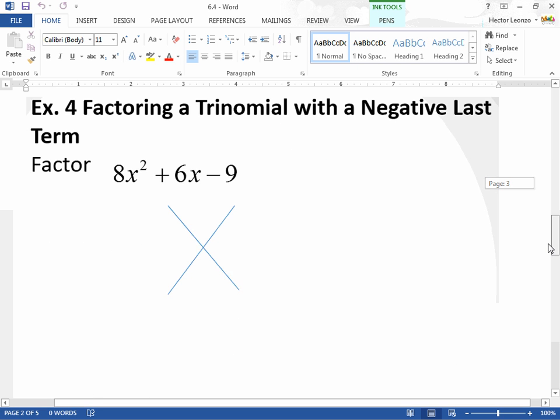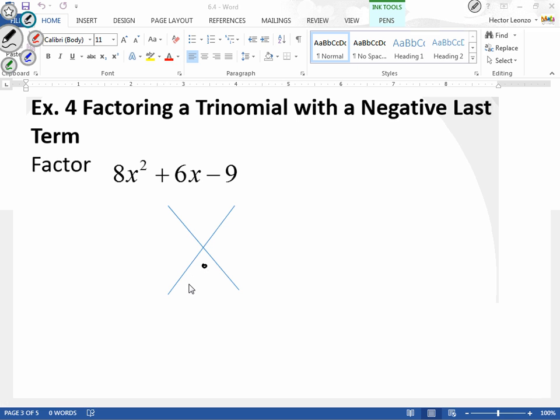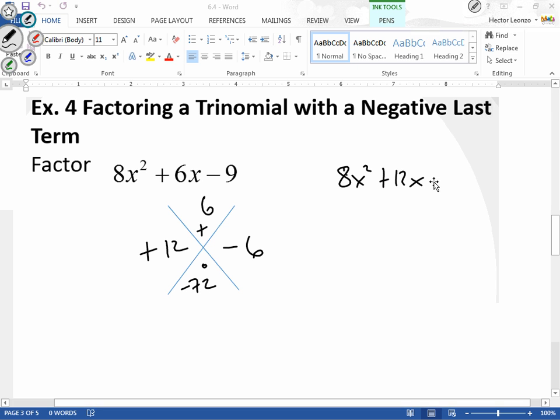Take a look at this other one. I want two numbers that when I multiply them equal negative 72, but when I add them equal 6. I know the signs are different. I'm thinking of positive 12 and negative 6, and that's how I'm going to split my middle term. So I have 8x squared plus 12x minus 6x minus 9.